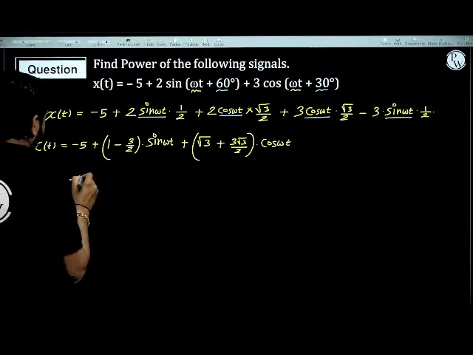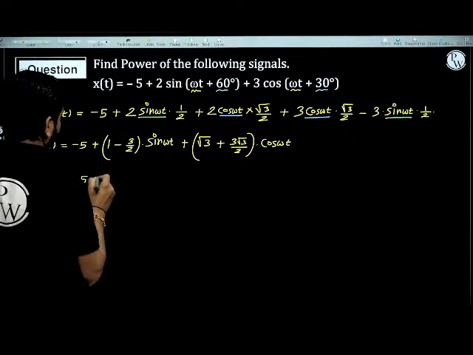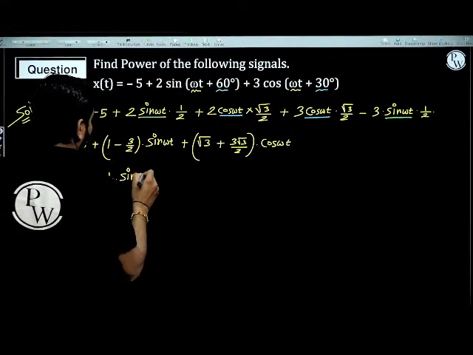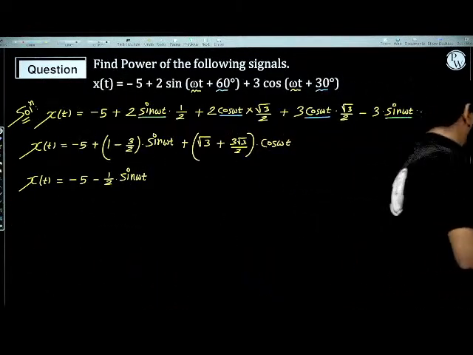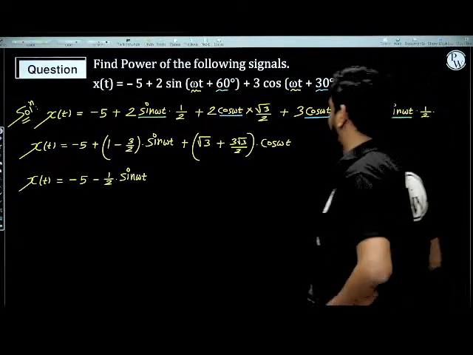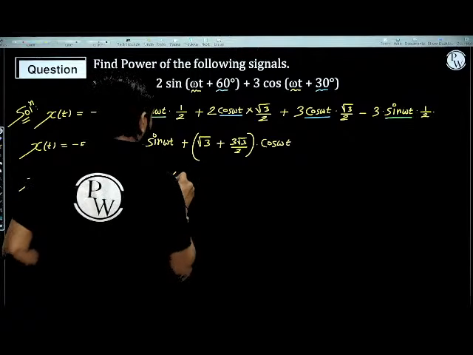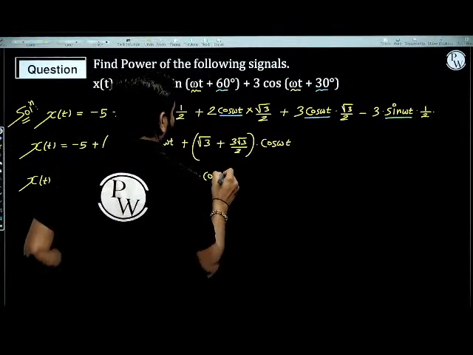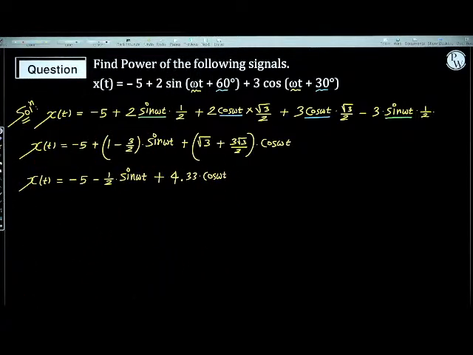So x of t is equal to minus 5 minus 1.5, that is minus 1 by 2 sin omega t, and let me calculate this value: root 3 plus 3 root 3 by 2, that is 5 root 3 divided by 2, that is 4.33 cos omega t. Now this is converted into a form without additional phase angle.